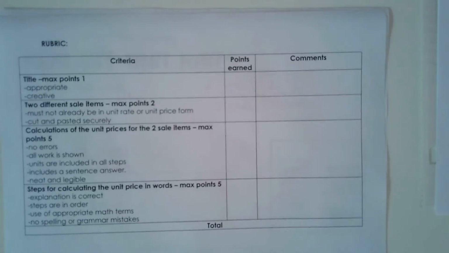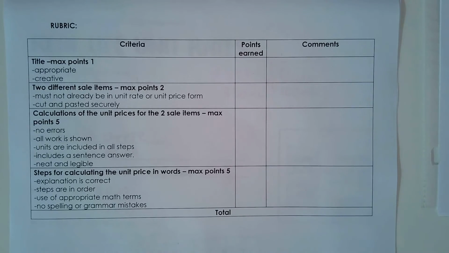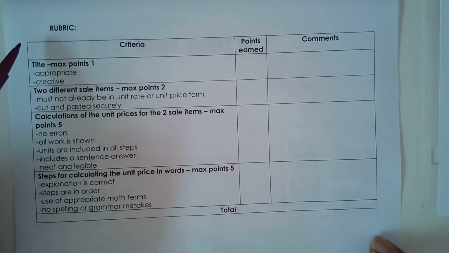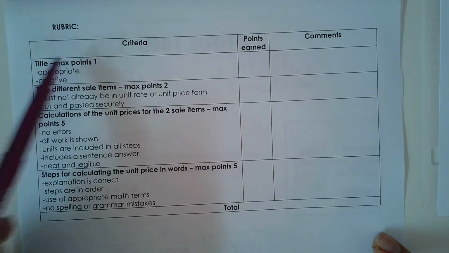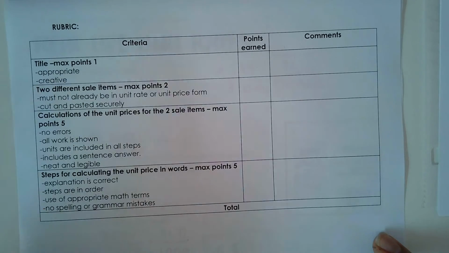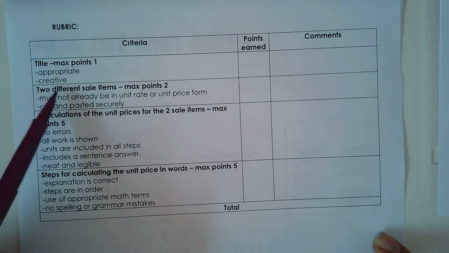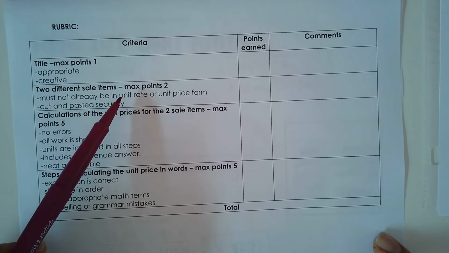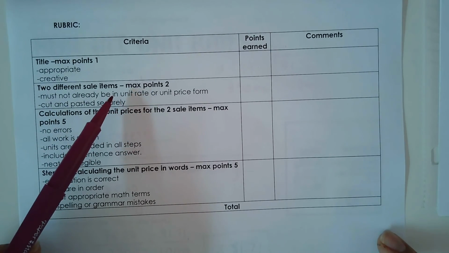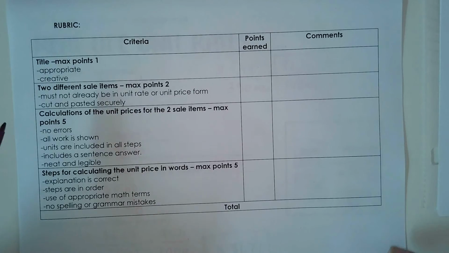So I've attached a rubric in the Teams as well. It didn't come out as organized as I would have liked, so I have attached it here as well. So your title is worth 1 point. Make sure it's appropriate, creative. 2 different sale items. They must not already be in the unit rate, okay? So look for something where you can actually do the calculation and that they're actually cut out and I can see them.